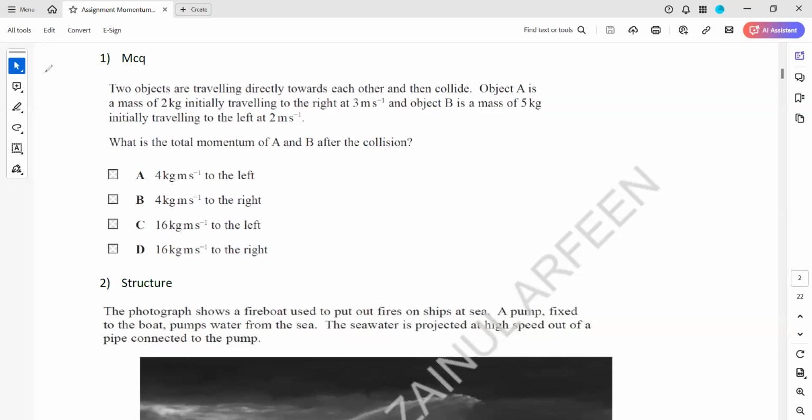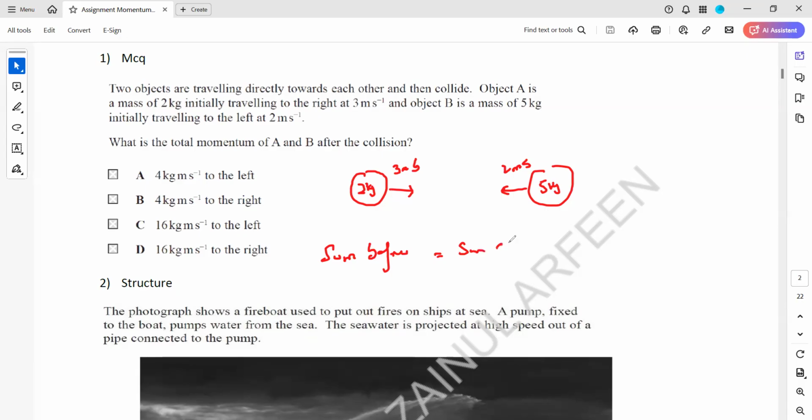So we use conservation of momentum. The two objects are traveling directly towards each other. Object A has a mass of 2 kilograms, moving towards the right at a speed of 3 meters per second, and object B has a mass of 5 kilograms, moving towards the left at a speed of 2 meters per second. According to conservation of momentum, the sum of the momentum before should equal the sum of the momentum after. What is the momentum before collision?